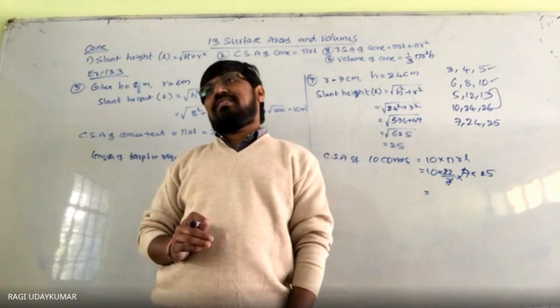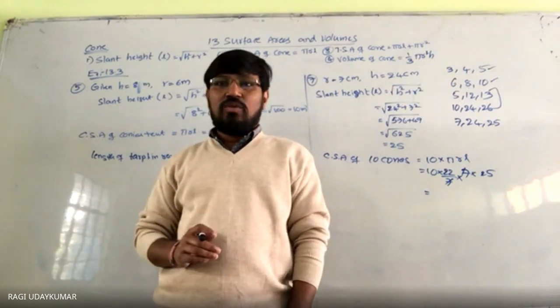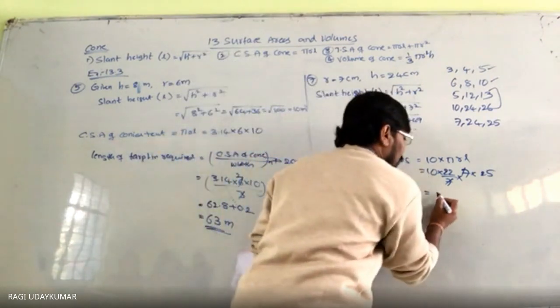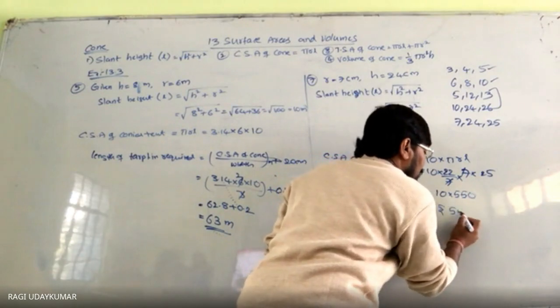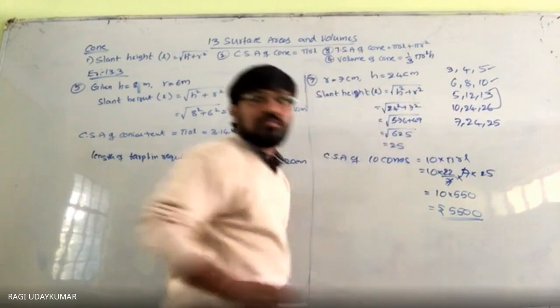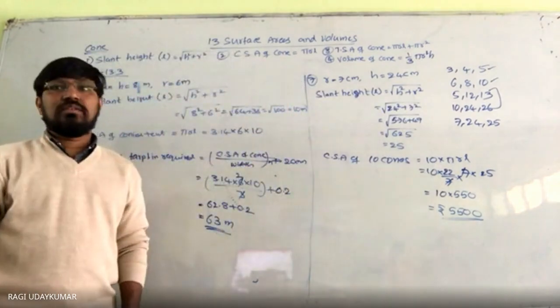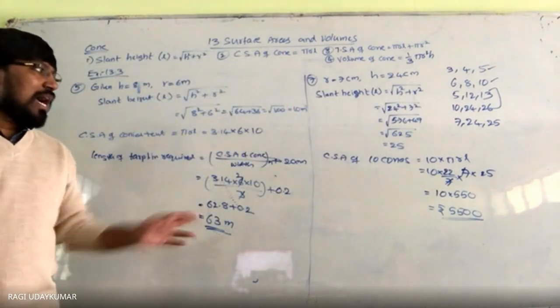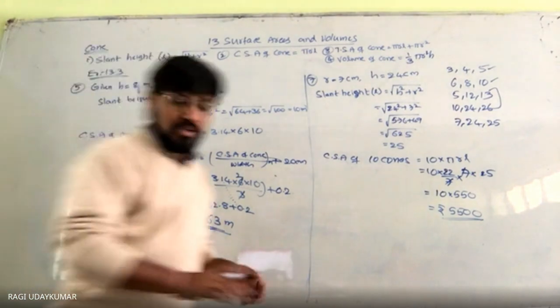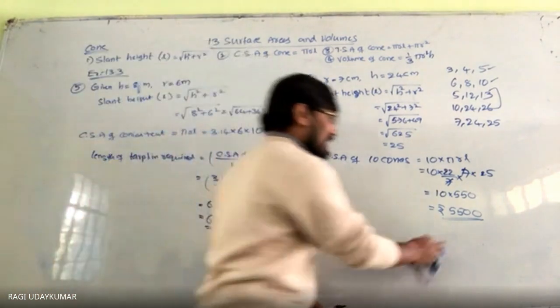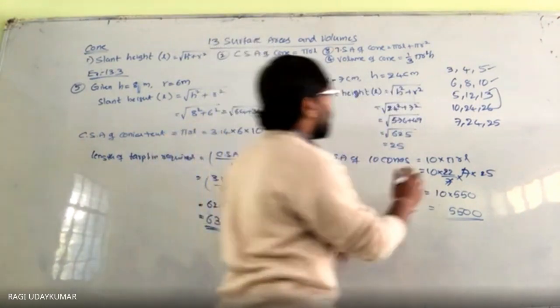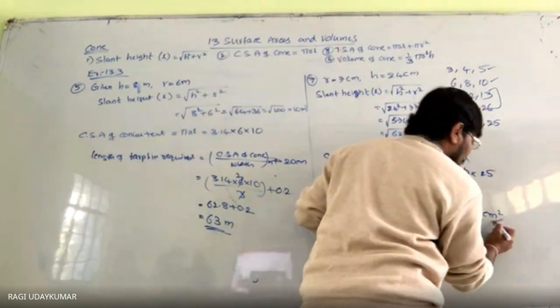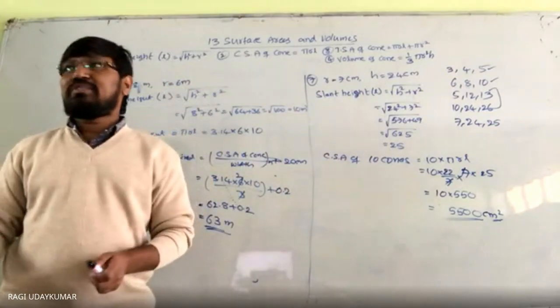develop the mathematical skills. Okay, so we have 10 into 550, which is equals to rupees 5,500. 5,500 rupees you are going to get it. Oh sorry, not rupees. What is this one? What is the area he is asking? 10 caps का area है. So it is 5,500 centimeters square. Cost of the 10 caps not here.